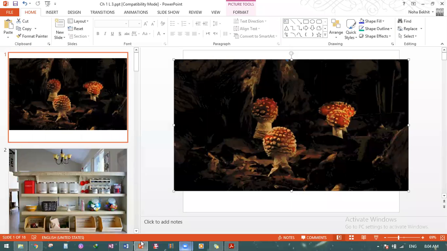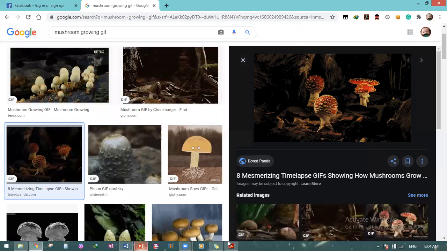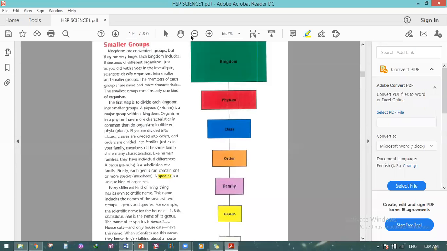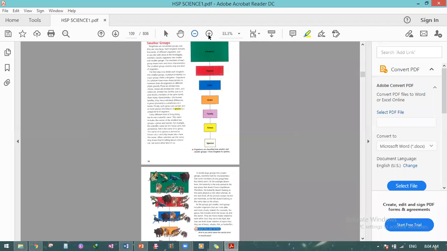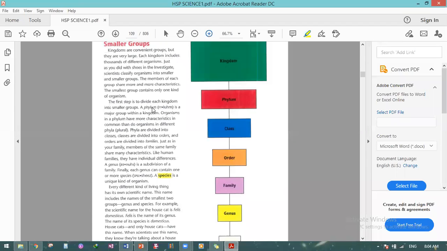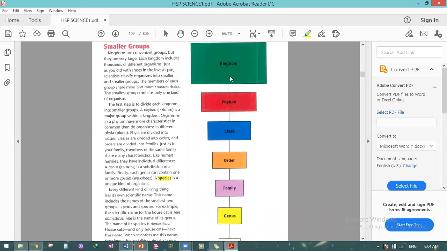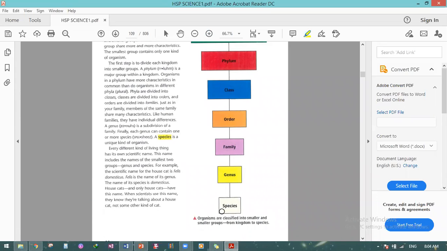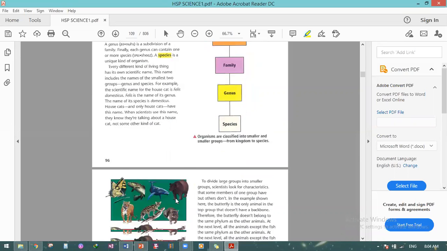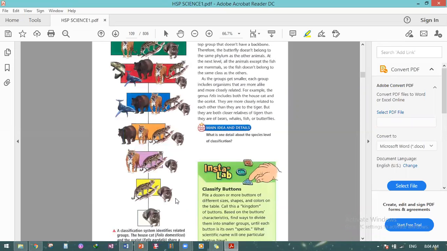Okay, so we'll move to the next part. But before moving, guys, can you see these levels? Let me zoom in. We have kingdom, which is the biggest group, and then we have phylum, class, order, family, genus, and species. Species at the end means a unique kind of organism, like humans, for example. If you look at this picture, it will make it more obvious.